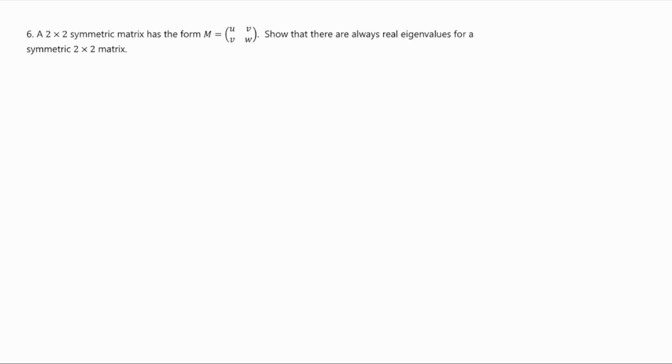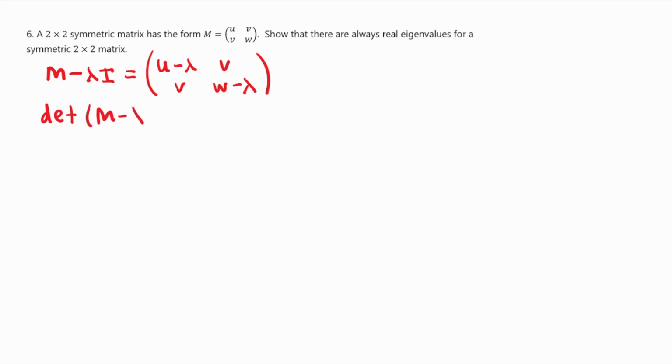So M minus lambda times the identity is going to be equal to u minus lambda, v, v, and w minus lambda. If I take the determinant of that and set it equal to 0, let's see, u minus lambda multiplied by w minus lambda minus v squared, that needs to equal 0. Okay, and at this point, I can't see any reason why lambda has to be real looking at this equation. So we're just going to need to keep going.